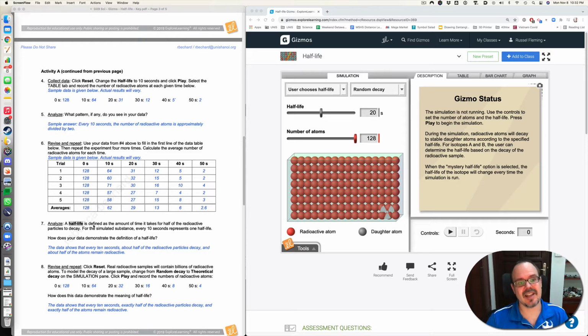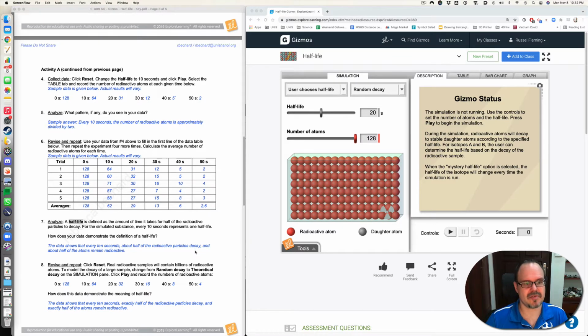Half-life. This is the definition that you need to know: the amount of time it takes for half of the radioactive particles to decay. For this substance, because you said 10 seconds, the half-life was 10 seconds, so every 10 seconds it goes down by half. We're going to be graphing this in our next activity, apparatus logger pro skills. And that is the definition because it goes down by half.